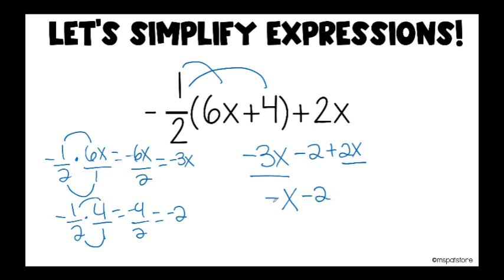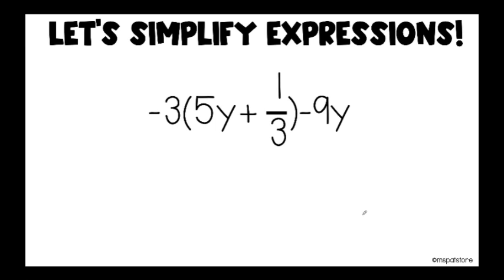I need to bring this one down. So this is my final answer. If you have it written like this, negative 1x and negative 2, this is also correct. So don't worry about that. Now that you know how to simplify these expressions, please pause the video and try to do it by yourself.